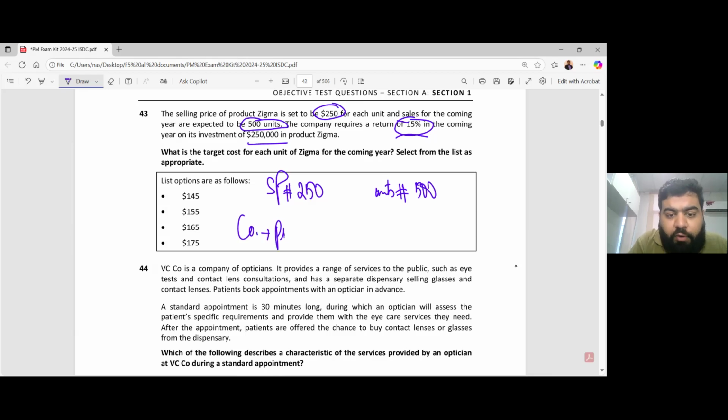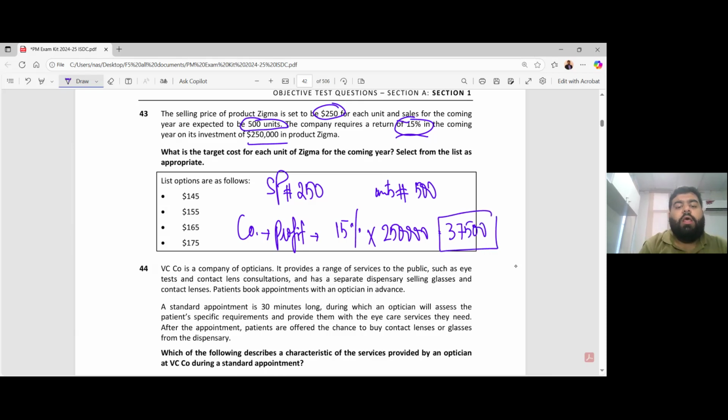The company requires a return or profit of 15% of its investment in the first year. So 15% multiplied by the investment of 250,000: 250,000 multiplied by 15% is 37,500. It means the company wants a profit of 37,500, which is the desired profit of the company.